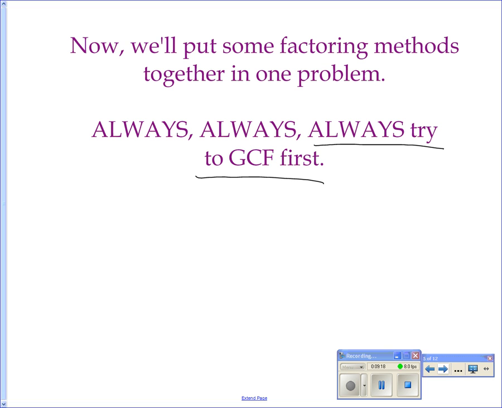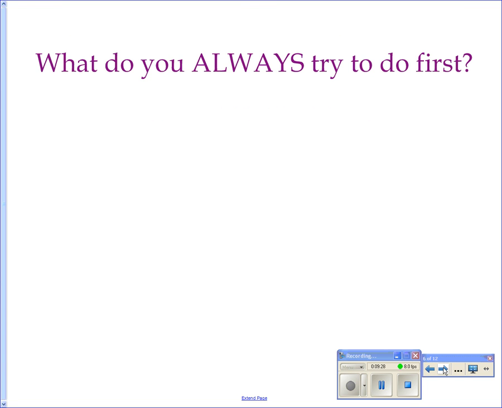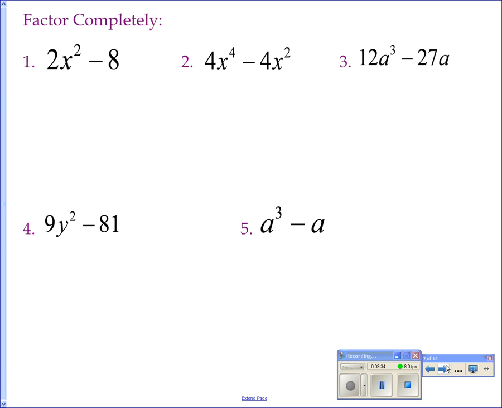What are you going to do first? What are y'all going to do first? Thanks, Shakira. I appreciate that. Okay. All right. Here it is. What do you always try to do first?